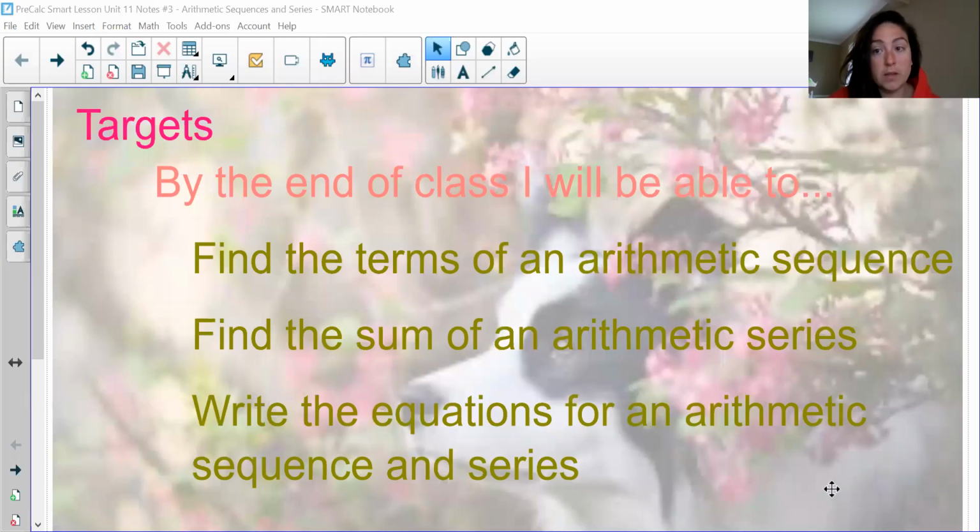All right, so today we are moving on to our next section, which is explicitly focusing on just arithmetic sequences and series. So by the end of this video, you should be able to find the terms of an arithmetic sequence, find the sum of an arithmetic sequence, and write the equation for an arithmetic sequence and series.